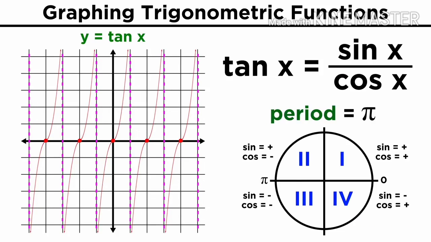It has a period of pi because tangent values from quadrant 1, where sine and cosine are both positive, come back again in quadrant 3, where sine and cosine are both negative. Likewise, tangent values in quadrant 2, which are positive over negative, come back in quadrant 4, where it's negative over positive. This function can be transformed in all the same ways that we saw for sine and cosine.